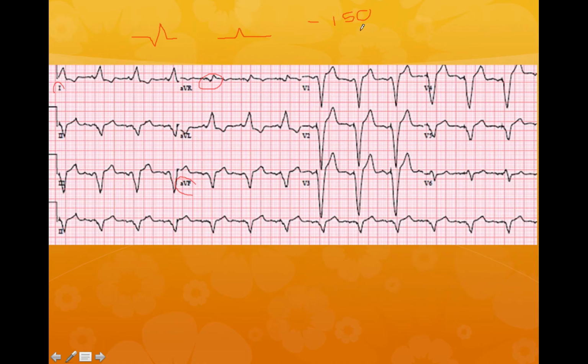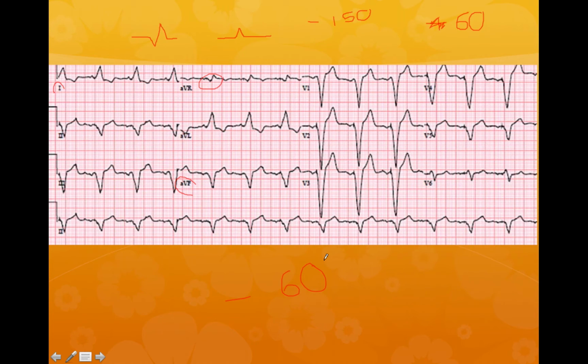Now from that number, what we have to do is add or subtract 90. In this case, we know that the axis is going towards lead 1 and AVL. So what we're going to do is add 90 and go clockwise over towards AVL. So 90 off 150 is going to be, sorry, I got that wrong. It's going to be negative 60.